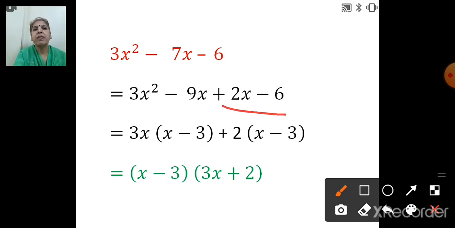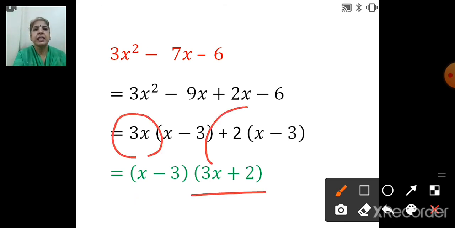Here which is the common factor? 2. So 2 is common. The uncommon factor is x minus 3. X minus 3, the full bracket, is common. So the uncommon part here will be 3x plus 2. So these are the factors: x minus 3 the whole bracket multiplied by 3x plus 2.